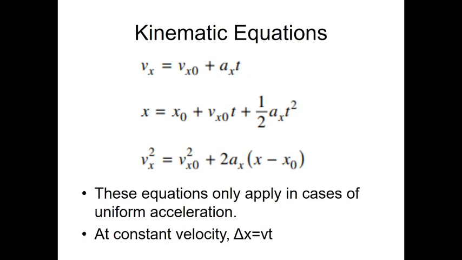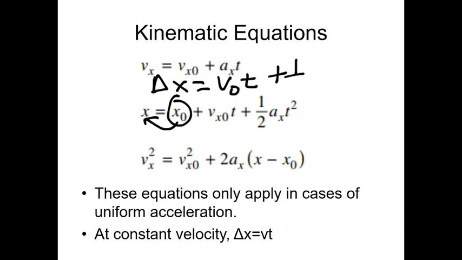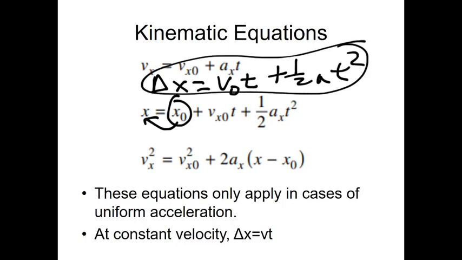So in a lot of cases, you'll see this x0 moved over to this side, subtracted from both sides, and instead of writing this equation in this form, you'll see it written as delta x. So it'll be final minus initial position is equal to v0t, initial velocity times time, plus 1/2 at squared. So that's just another way of writing this second formula.